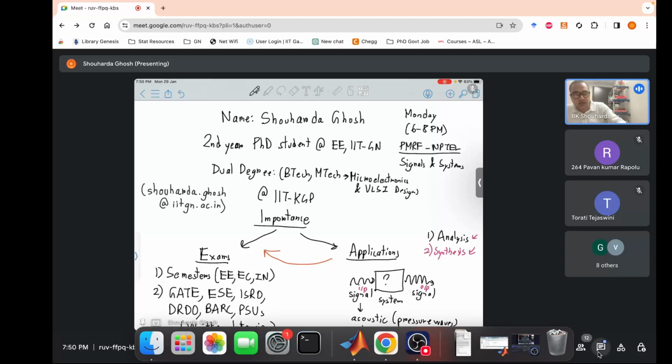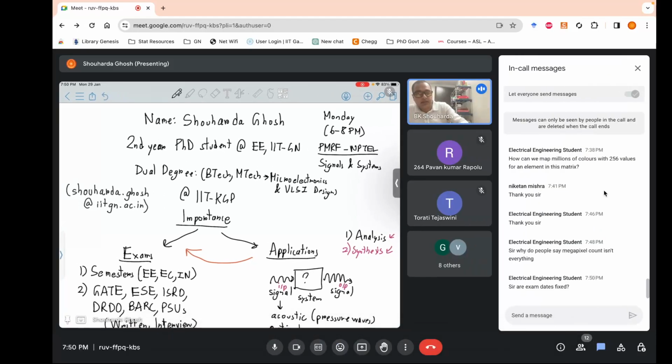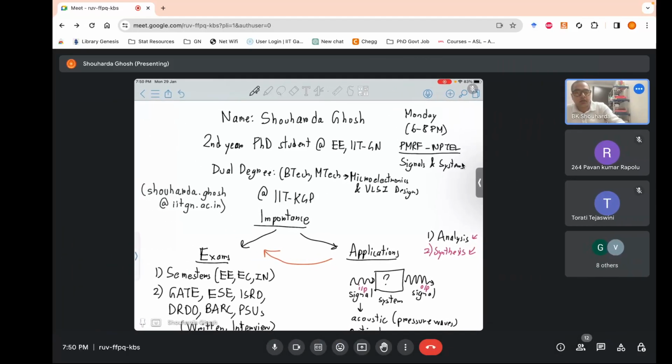You are asking, are exam dates fixed? Generally NPTEL fixes the exam dates. But in case you have some clash, you need to check with the coordinators. I won't be able to answer anything.